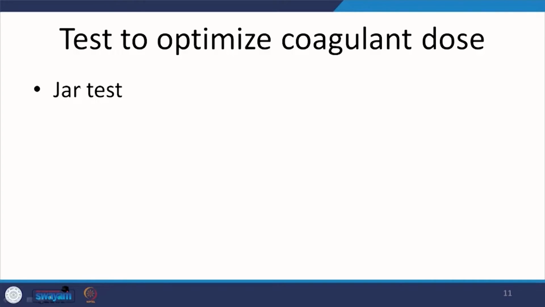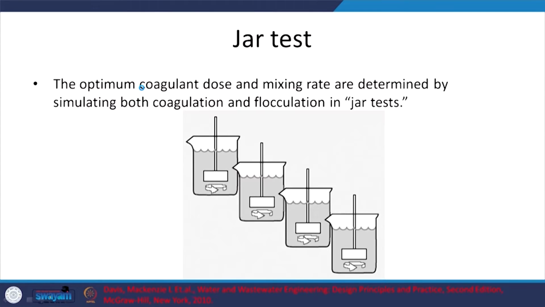So analyzing what's there is remarkably difficult, or not difficult, time consuming and costly, I guess. That's the major aspect. So we are going to conduct a simple test, right? How am I going to optimize the coagulant dose? We conduct a test which is called a jar test. Let's see how we will go about it.